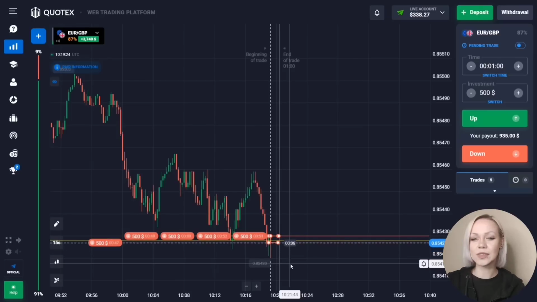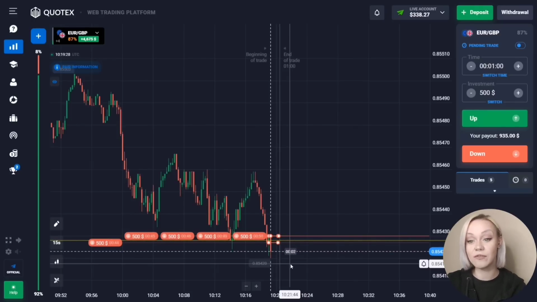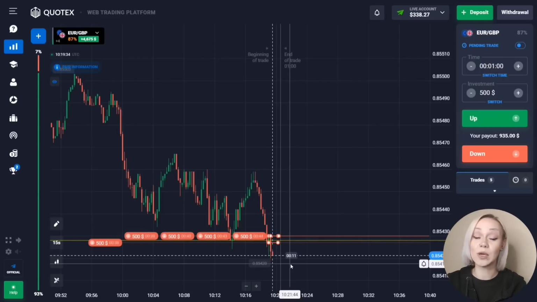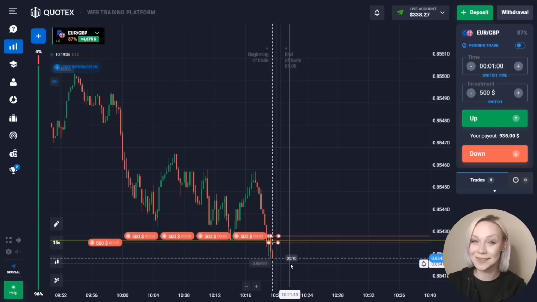It's quite possible that we will get into the very impulse downward movement of the price, into the very breaking of the level. I hope that in this case, this time will be quite enough for us, so let's wait for the result.